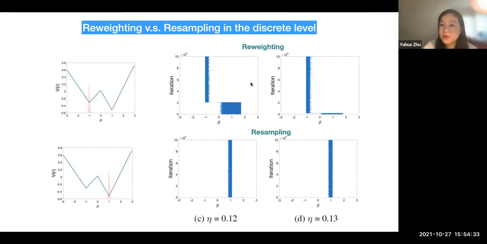In the discretized version, that is, if we actually run the SGD with reweighted resampling with a small learning rate, 0.12 or 0.13, we can see in these two examples, for the reweighting, even if we start from the global minimum at one, eventually it will jump to the local minimum and stabilize there. The reason is exactly because the stationary solution for the reweighting in this case has more possibility on the local minimum, negative one. For the resampling case, we don't have this phenomenon. It is always stable at the global minimum one.